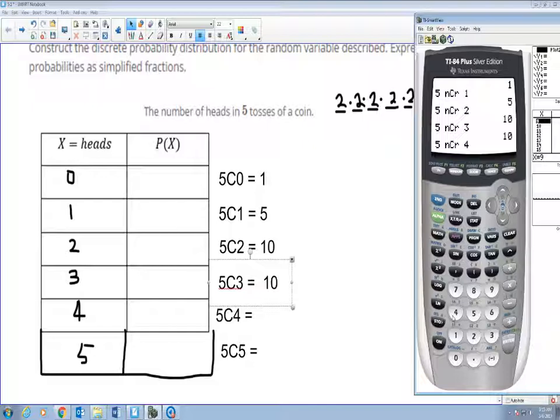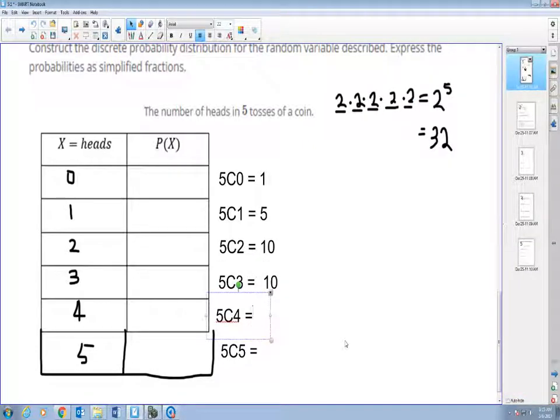4 heads means one of them is tails. So if I change the random variable to tails, 5 choosing 1 tail is going to be the same answer as 5 choosing 4 heads. It's actually saying the same thing. That's why my answer is 5 again right here. So you can begin to see the pattern. 5 choosing 5 has to be one way, because if all 5 are heads, there's just one way. Same thing as 5 choosing 0 tails, which is all heads, one way. That's why the pattern exists.